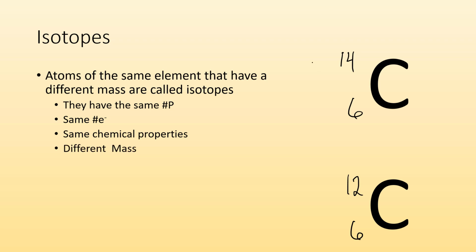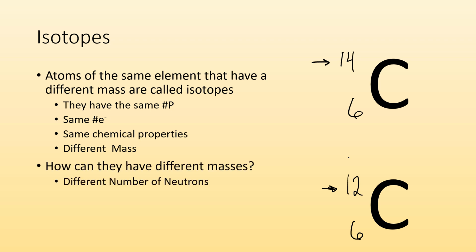You can see this carbon has a mass of 14, and this carbon has a mass of 12. Well, how can we have different masses if they're the same element? All right? It's because they have a different number of neutrons. So the neutrons are going to change its mass. It's not going to change its chemical properties. It's just going to make it a little heavier.